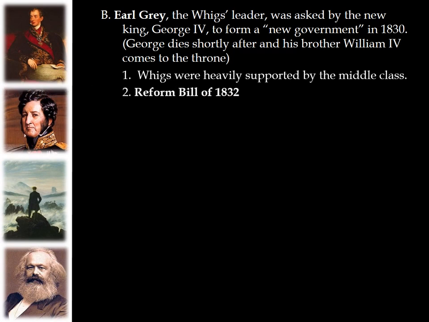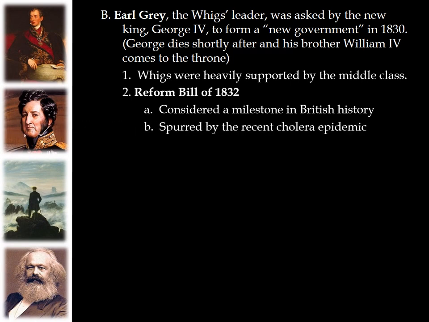The Whigs, when they have the majority, will push through another set of reforms. Now, remember what I said before, evolutionary liberalism, both parties are advocating different reforms. We just talked about the ones that the Tories had done in the 1820s. Now in the 1830s, with the Whigs at the helm, they will push through some reforms as well. And probably the biggest and most significant is the Great Reform Bill of 1832. It was considered a milestone in British history. It was spurred on by a recent cholera epidemic that had happened throughout England. People demanded a more responsive government to the epidemic.